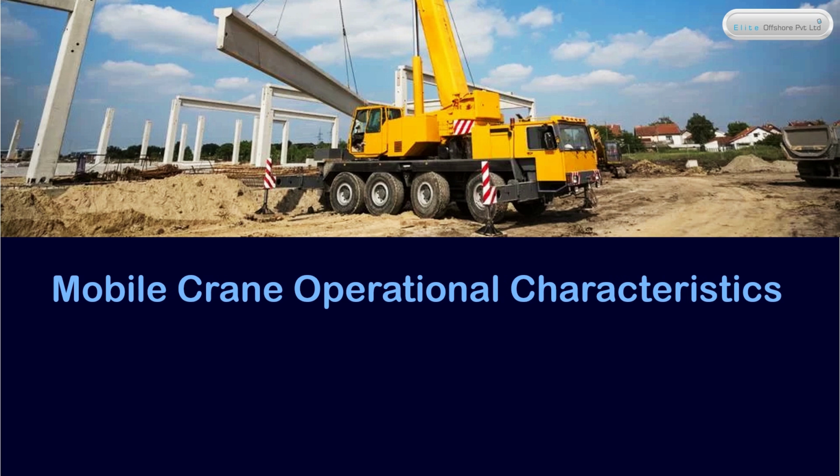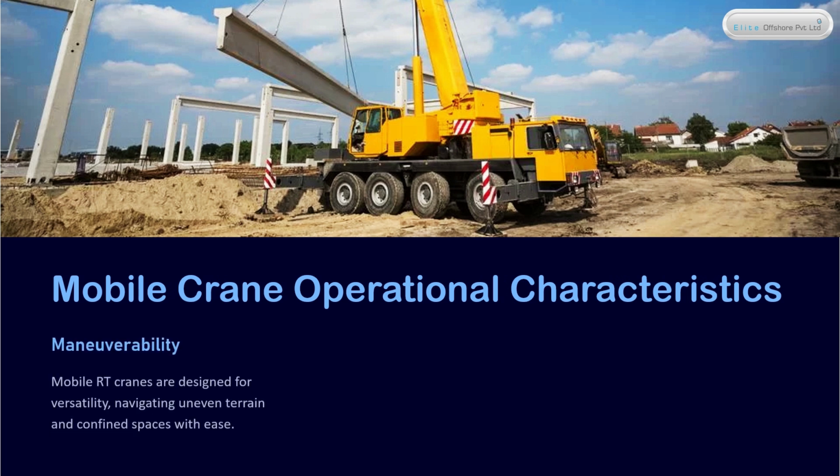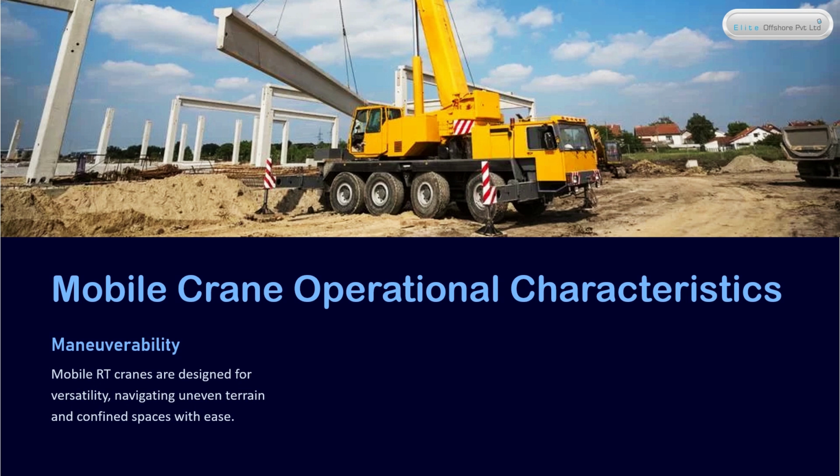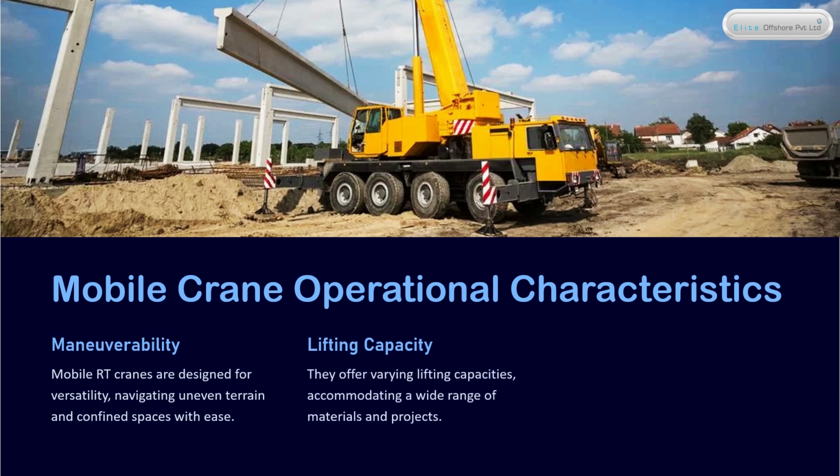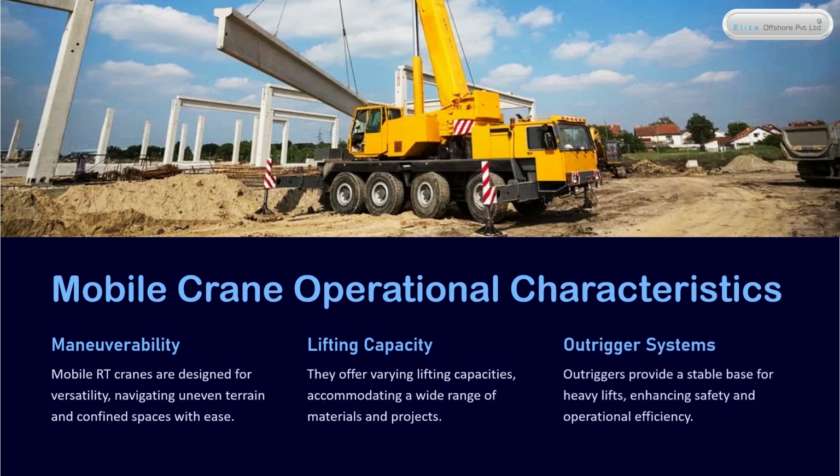Mobile crane operational characteristics. Maneuverability. Mobile RT cranes are designed for versatility, navigating uneven terrain and confined spaces with ease. Lifting capacity. They offer varying lifting capacities, accommodating a wide range of materials and projects. Outrigger systems. Outriggers provide a stable base for heavy lifts, enhancing safety and operational efficiency.